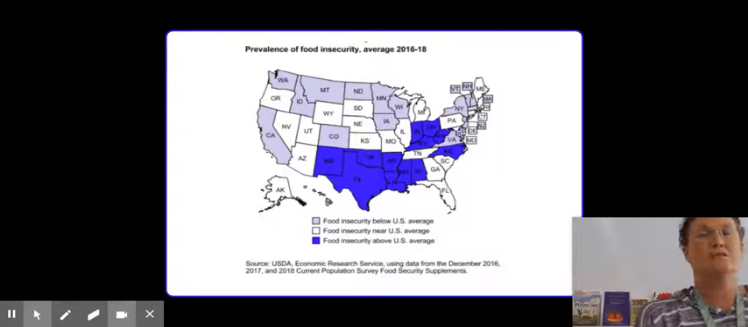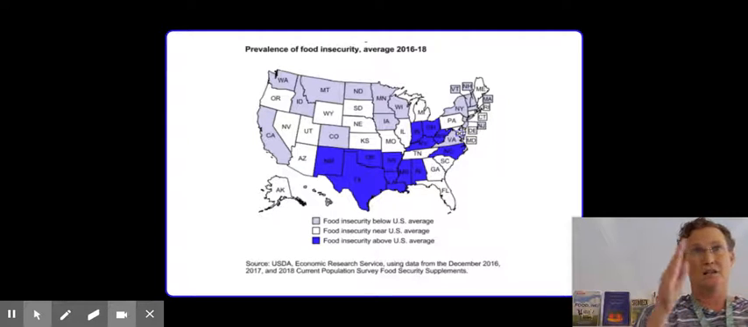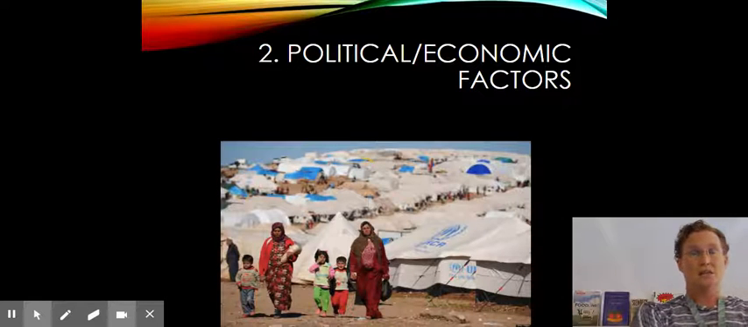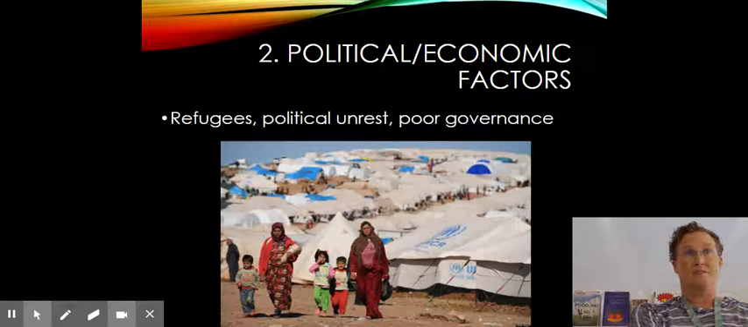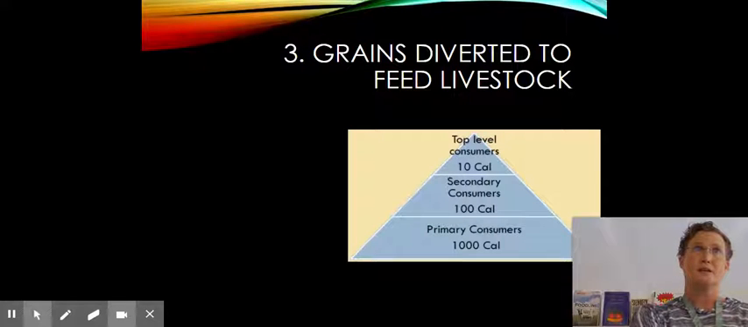So here's prevalence of food insecurity around the United States. So you can see the different colors indicate where there's different food insecurities. So you can pause and look at that a little more carefully. So then the next one is political and economic factors. So refugees, political unrest, and poor governance often leads to starvation and hunger and famine.